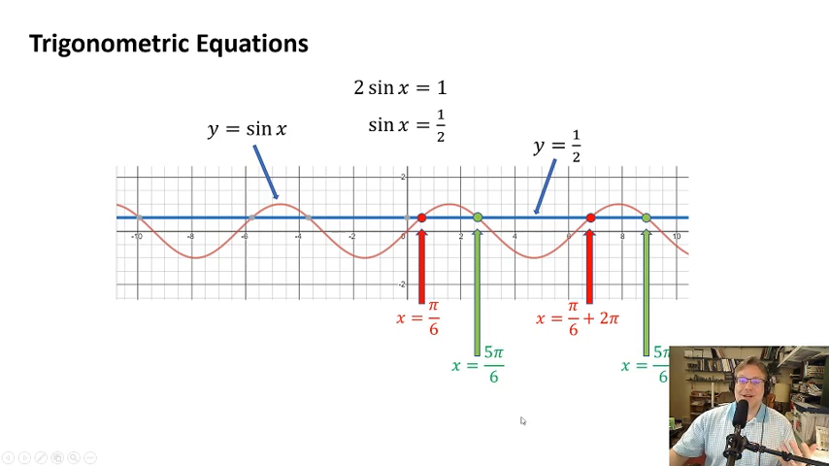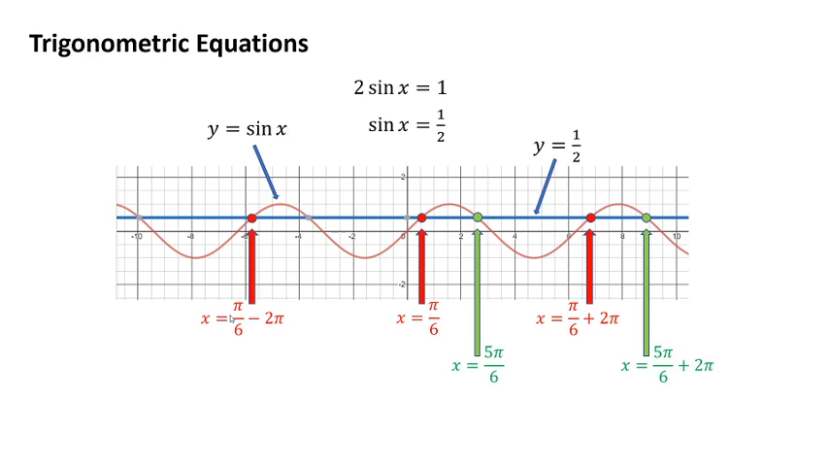And we don't have to just go in the positive direction. We can also go in the negative direction here. X is equal to pi over 6 minus 2 pi, as well as x is equal to 5 pi over 6 minus 2 pi. And there's even another instance here that you can see on the screen: x is equal to 5 pi over 6 minus 4 pi. So you can see here that there's an infinite number of solutions that are visible when you plot these two things together. We also know this from remembering our unit circles.